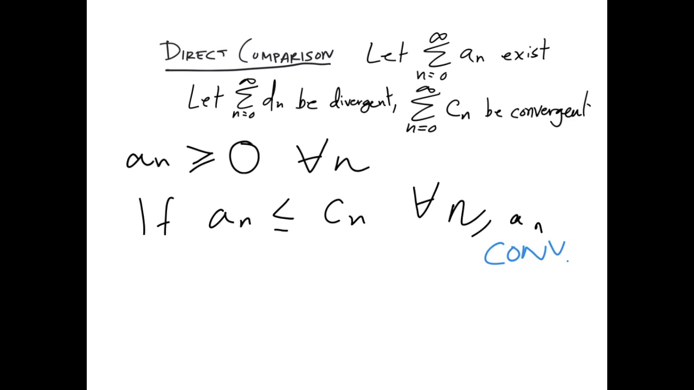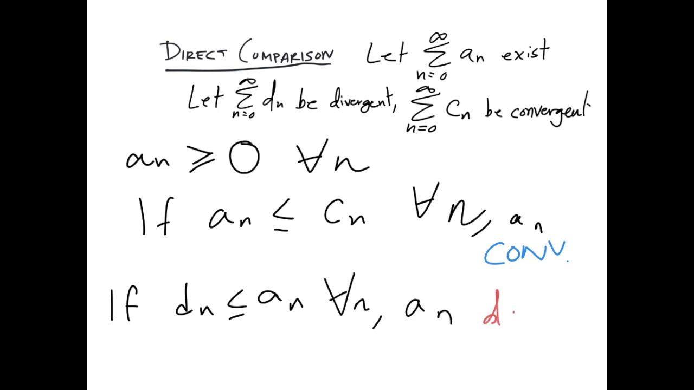Once we are doing the same thing, so if dn is less than or equal to an for all n, an will diverge. So if I know that something smaller than my thing is diverging, that's going to push everything above that thing to diverge as well. Direct comparison is particularly useful if you already know some stuff about the other series and you can pull that knowledge in.